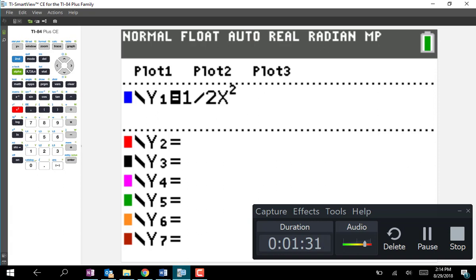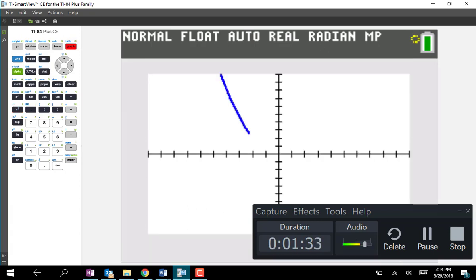Okay, now you want to press graph, and if yours doesn't look like this, you need to let me know. So you press graph. Okay, beautiful parabola. It's nice and pretty.